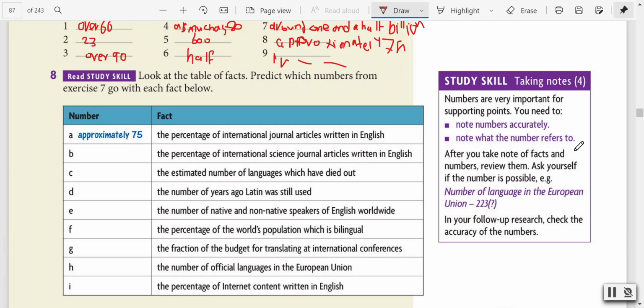And note what the numbers refer to. After you take note of facts and numbers, review them. Ask yourself if the number is possible.